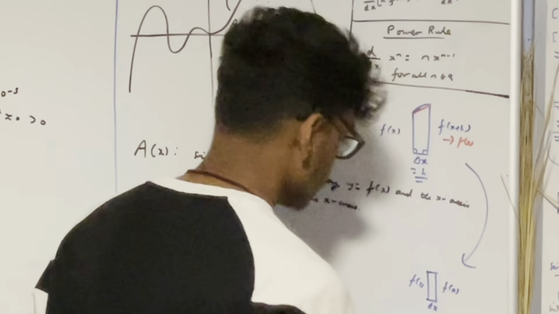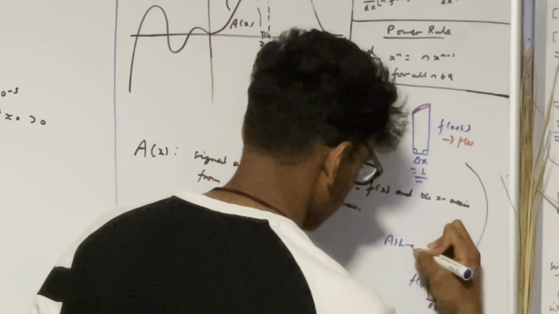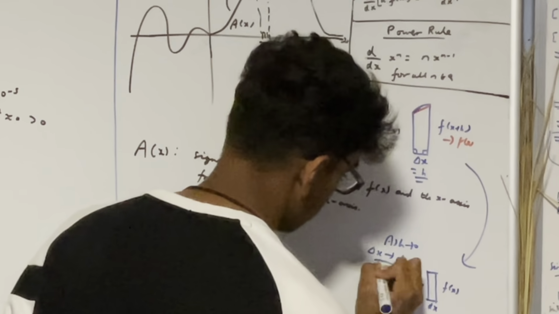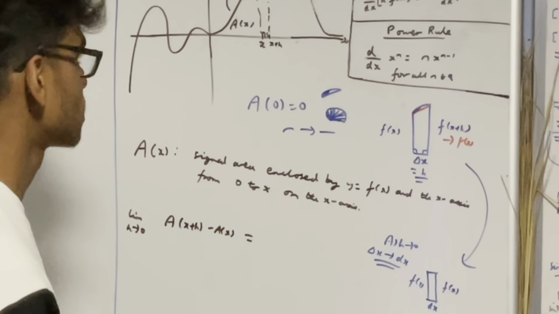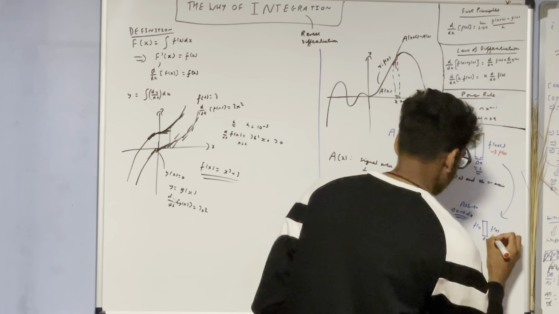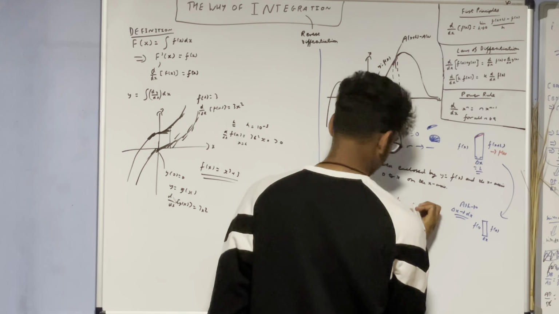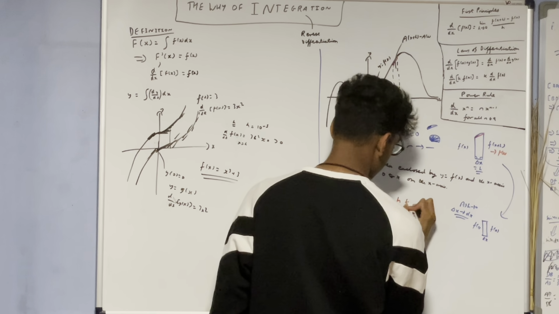So now, as h tends to 0, delta x tends to dx. That's kind of where dy by dx comes from. This area is basically h, or dx, times f of x.